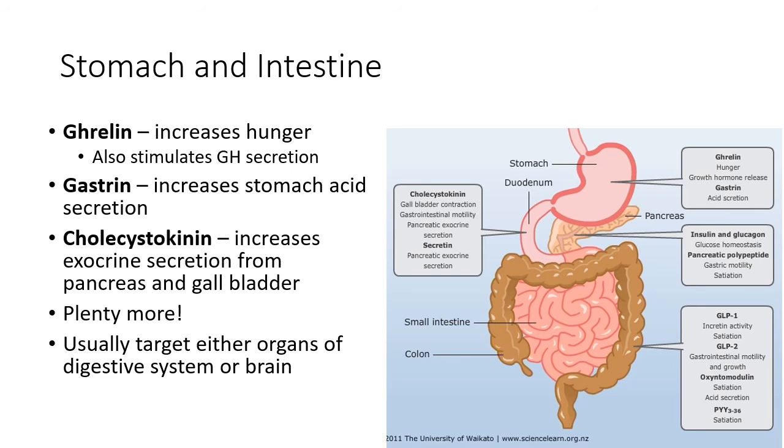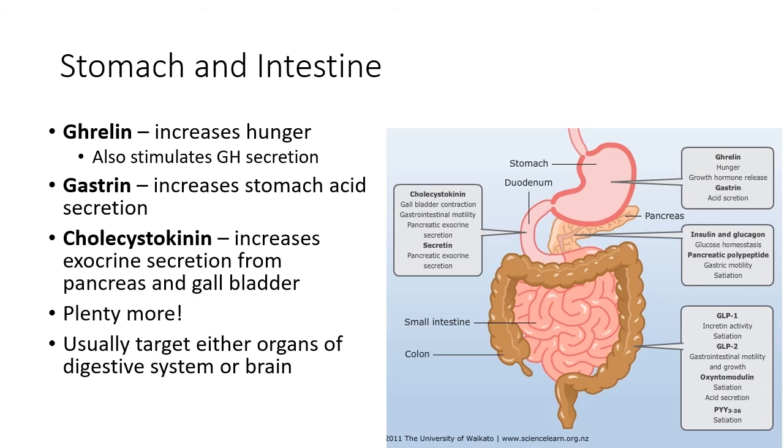Then you have the stomach and the intestine, which act together to release several hormones important for your digestion. First, you have ghrelin. Ghrelin is sort of like the opposite of leptin. So leptin makes you not hungry, ghrelin makes you hungry. It also stimulates growth hormone secretion from the anterior pituitary. Then you have gastrin that increases the release of stomach acid into the stomach. That is a type of exocrine secretion. Well, the secretion of gastrin is endocrine, but the secretion of stomach acid in the stomach is exocrine.